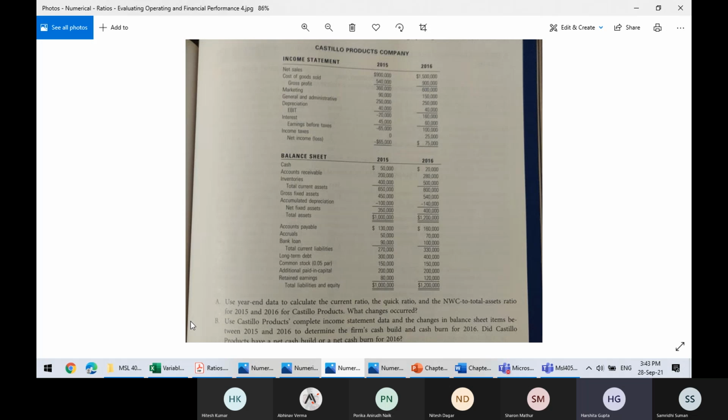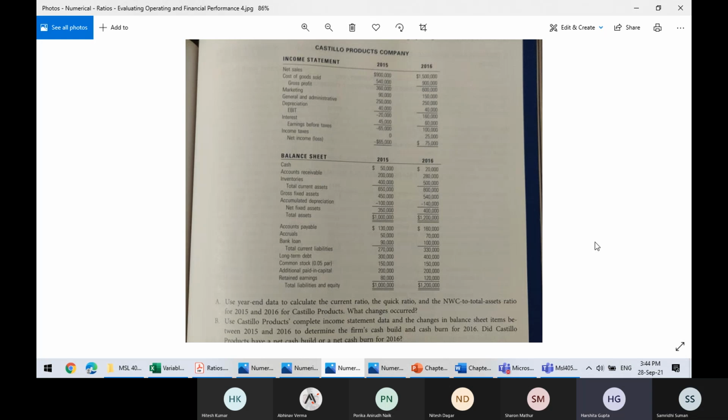Then we are asked to calculate the sales to total asset ratio. What is the formula for this ratio? Anyone who can remember it? Sharon? Is it the net sales upon the average total assets? Perfect. It's very easy to remember such formulas. If they ask you to calculate sales to total assets, the formula is given in the name itself, so you don't need to think about it much.